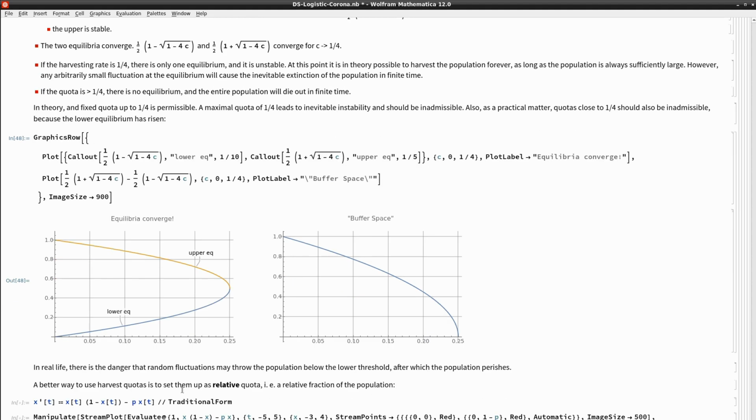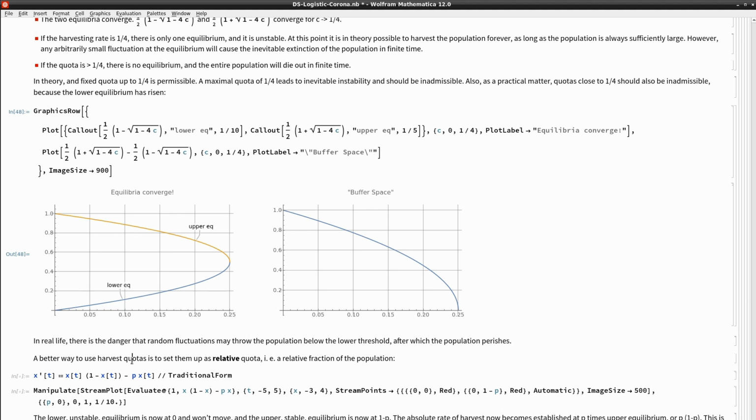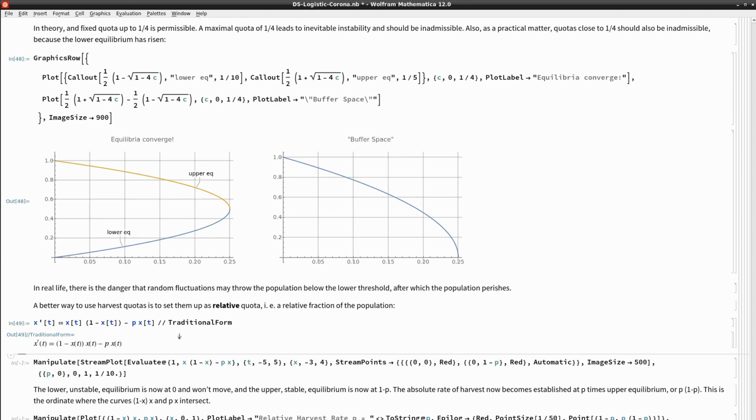All right? So a better way to harvest quotas is to set them up as relative quotas. That means as a relative fraction of the population. And in this case, we're getting this differential equation. It is similar to what we had before. We have x of t times 1 minus x of t, but we're subtracting p times x of t. That means a proportion of the existing population. This is a much safer way to do that.